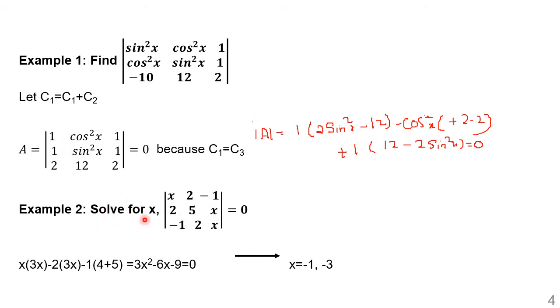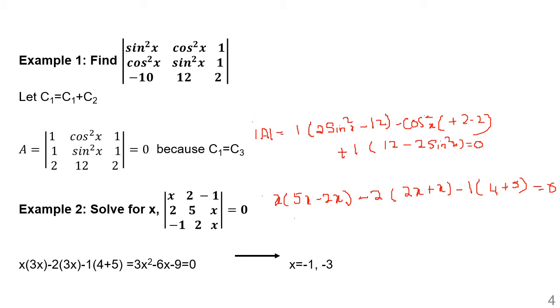Try to understand the second example. We need to find the value of unknown x given that this matrix determinant is equal to 0. So we'll try to find the determinant. It is given by x into 5x minus 2x, and minus 2, it is 2x plus x, and the last one minus 1 is equal to 4 plus 5. So that is equal to 0.